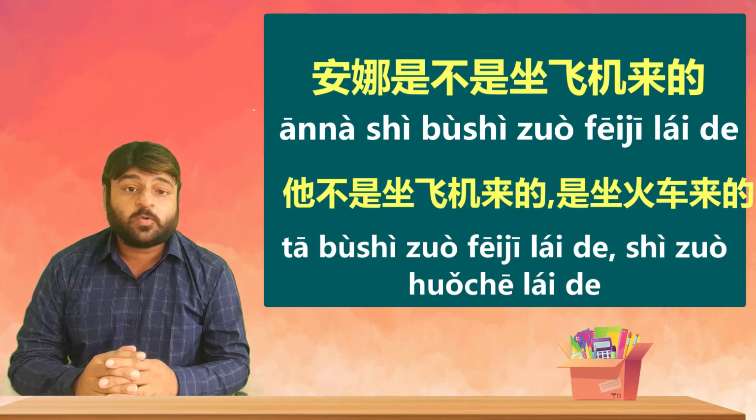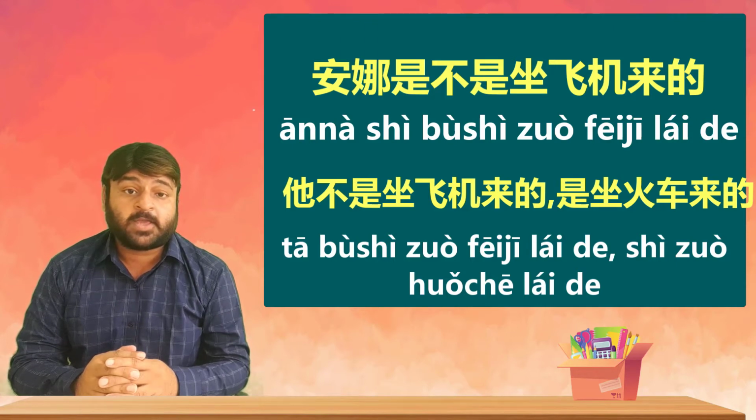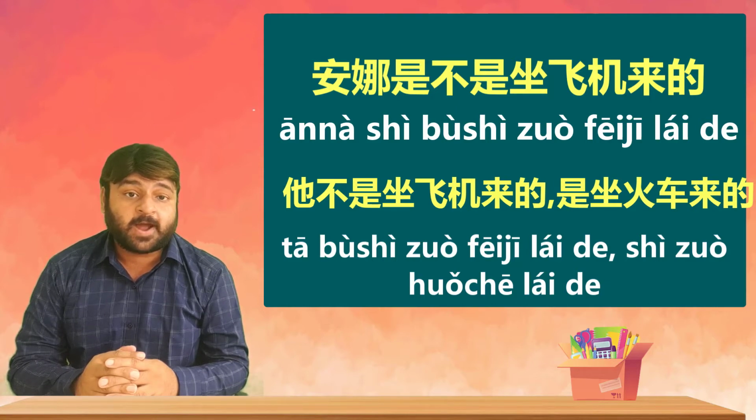Anna 不是坐飞机来的，是坐火车来的. Anna did not come by airplane. She came by train. Remember, whenever we have to negate, we have to use bu and shi. However, in a simple sentence, we can omit shi, however not the de. Most of the time while reading, we'll come across only the de and shi would be omitted.